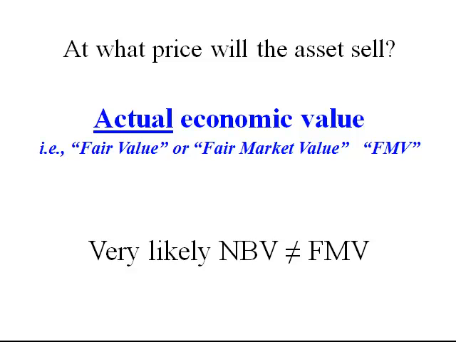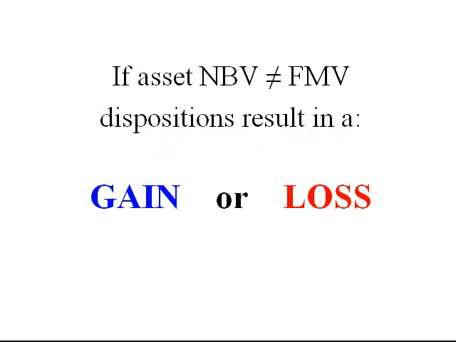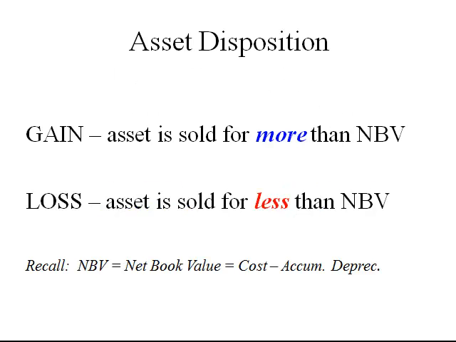When we talk about actual economic value, we use the terms fair value or fair market value and often abbreviate it FMV. Understand that it's very unlikely that the two will be equal. An asset's economic value will very likely differ from its net book value. As a consequence, when we do the accounting for a sale transaction, we will see a gain or loss. A gain will arise if the asset is sold for more than net book value, a loss if the asset is sold for less than net book value.